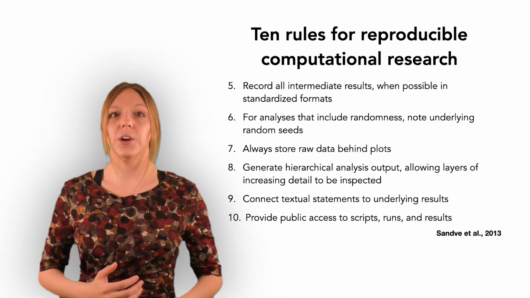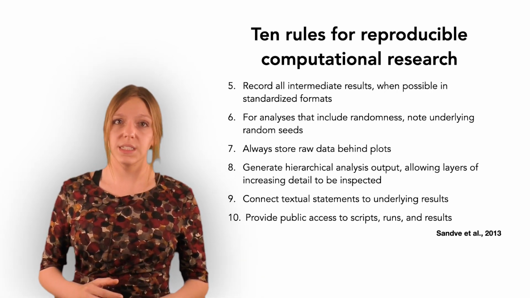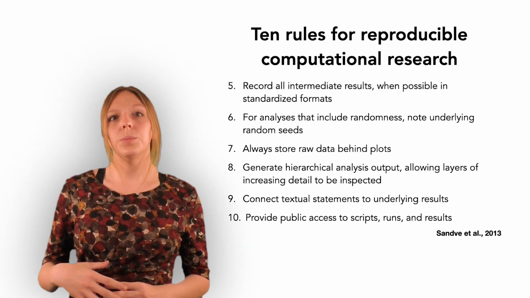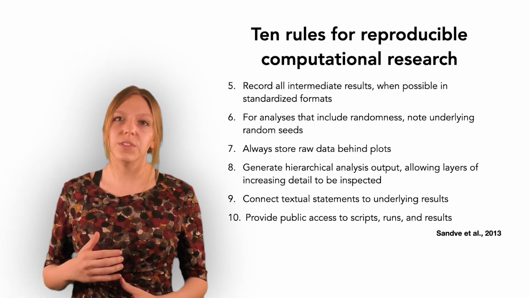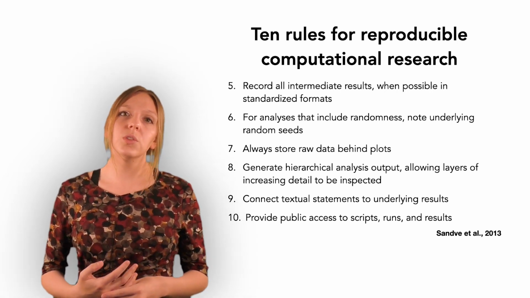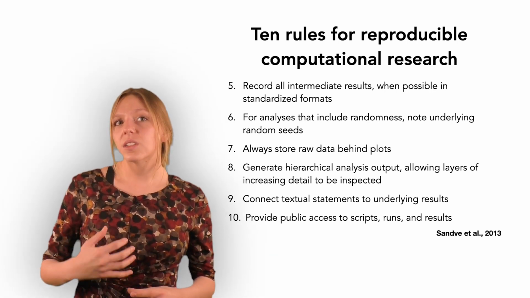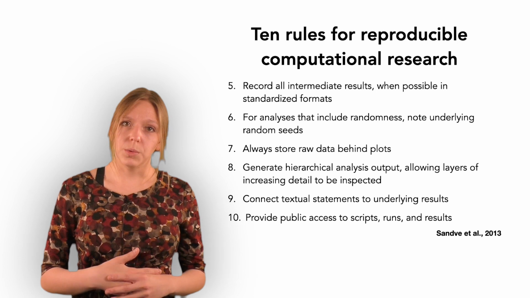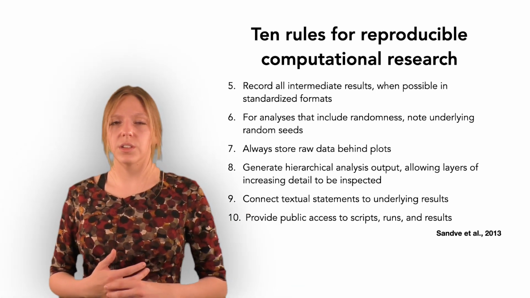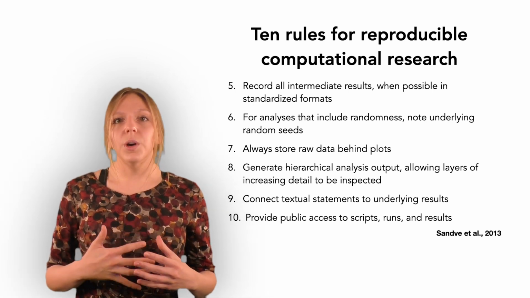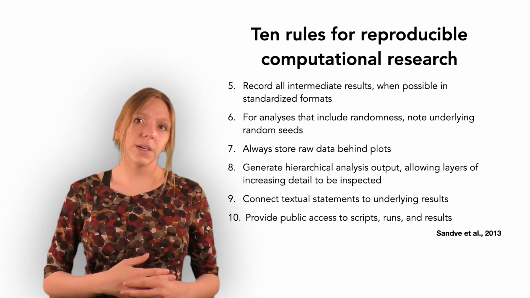Rule number 8, generate hierarchical analysis output, allowing layers of increasing detail to be inspected. A more straightforward way to put that is, as much as possible, avoid working with and reporting only summary values, but also provide ways to access and analyze raw values whenever possible. There are some statistical tests which can be run by using summary measures, for instance, mean and standard deviation, but even for this kind of test, it's still better to run the test on raw values directly.